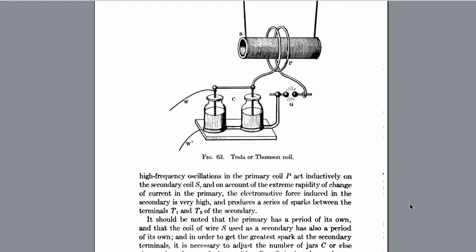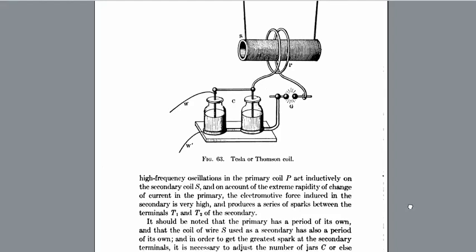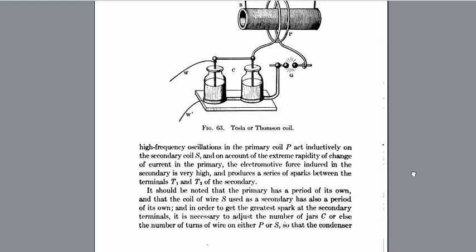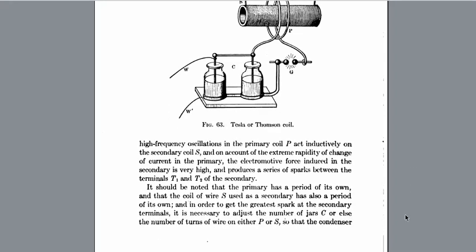It should be noted that the primary has a period of its own, and that the coil of wire S used as a secondary has also a period of its own. And in order to get the greatest spark at the secondary terminals, it is necessary to adjust the number of jars C, or else the number of turns of wire on either P or S, so that the condenser circuit and the secondary coil shall be in resonance with each other.